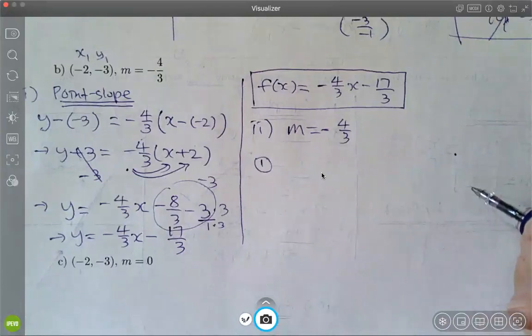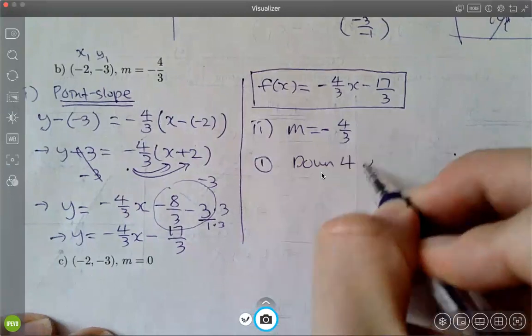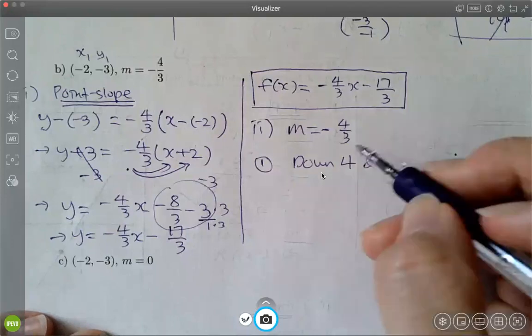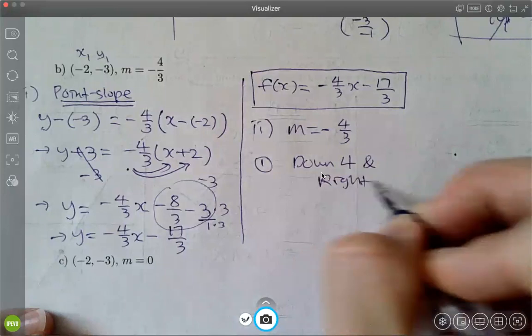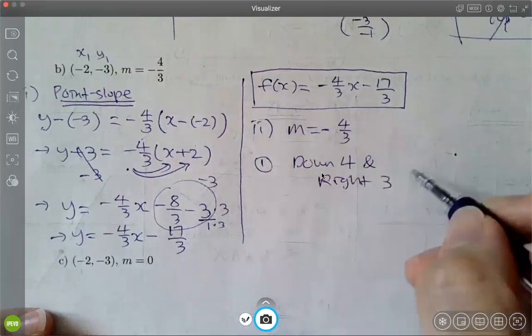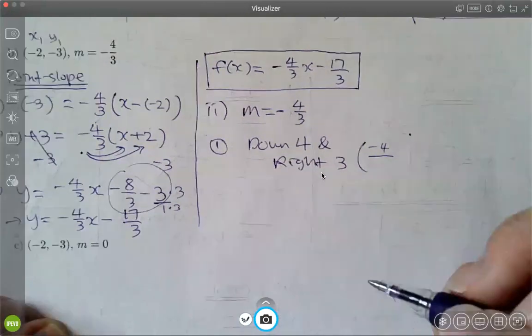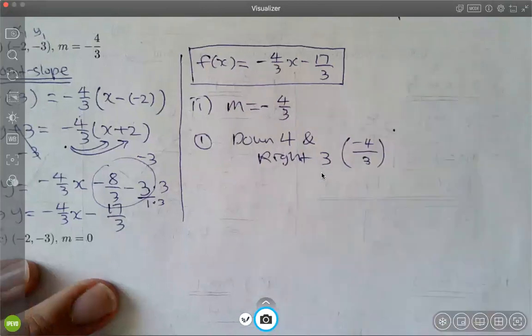And that'd be down 4. Okay, down 4. And then what about 3? What does 3 represent? Right 3. Right 3, right? Yeah, it's not left 3 because if it were, we would have negative 4 over negative 3, right? Which is positive 4/3. But down 4 and right 3 means negative 4 over 3, which is still a negative sign.